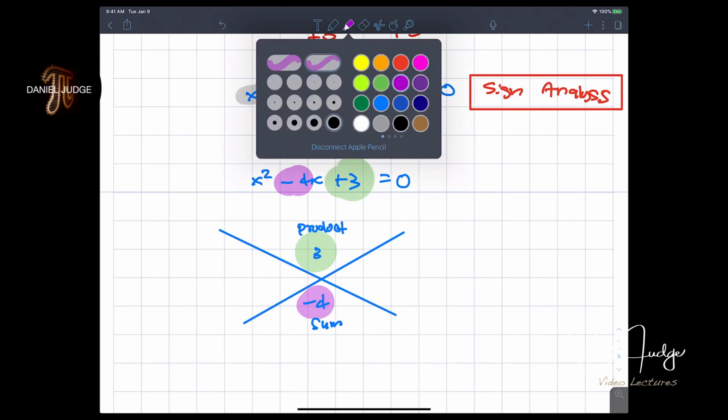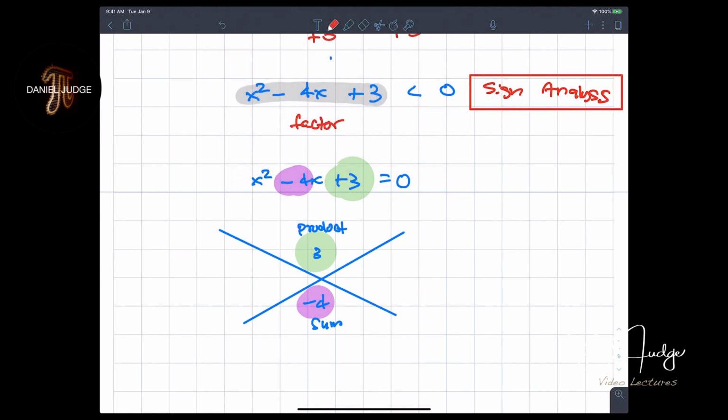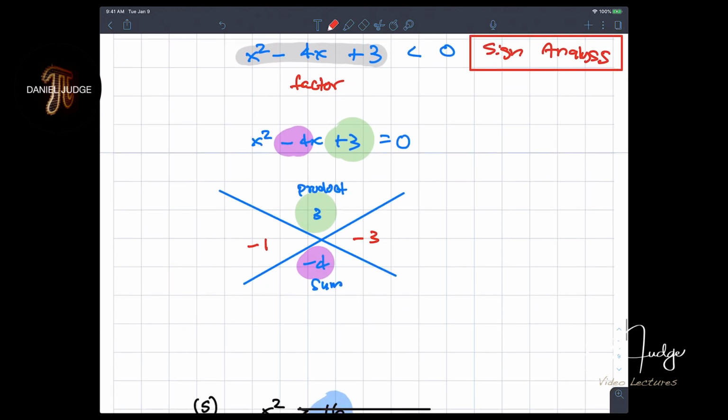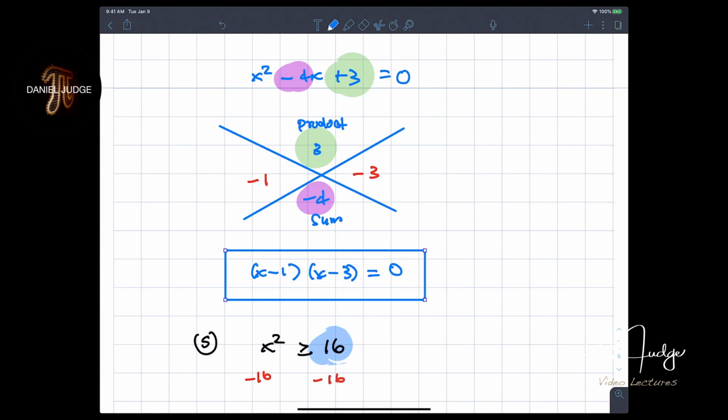We need two numbers multiplied together whose product is positive 3, but whose sum is negative 4. That's negative 1 times negative 3. Negative times a negative is positive. Negative plus that negative is also a negative. So this is what we get when we factor. So you guys know this will be x minus 1 times x minus 3. This is the equality. You have to solve this. So I'll say solve this.